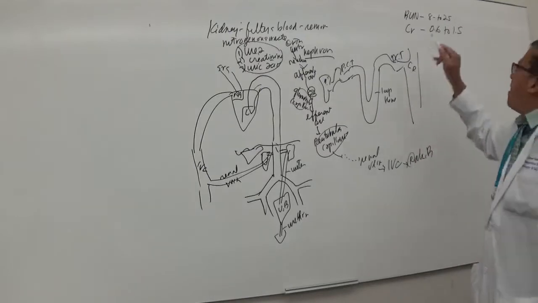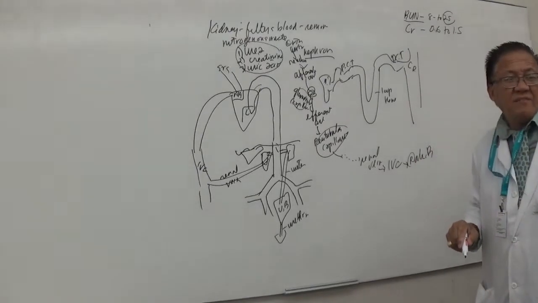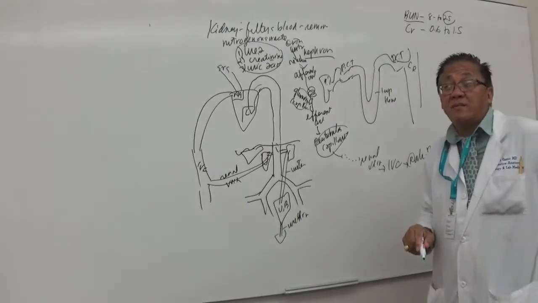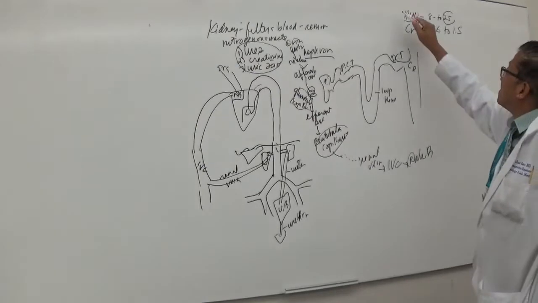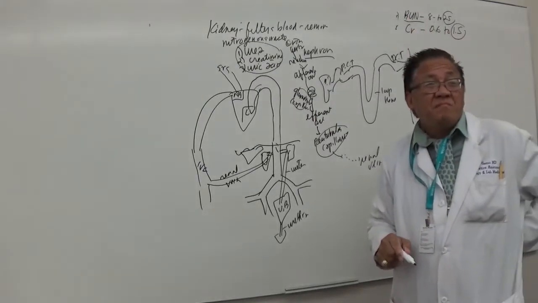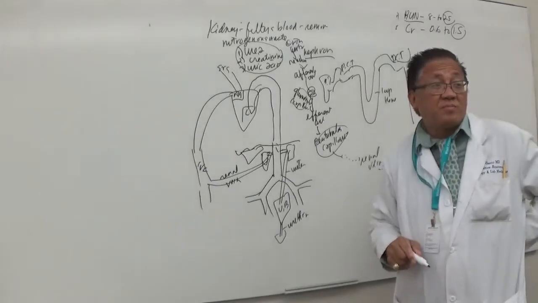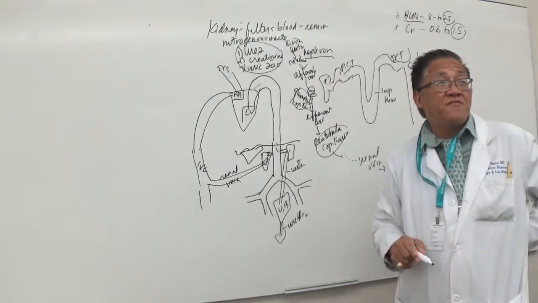1.5. Anything above 25 for BUN, it is elevated. There's something wrong with your kidney. These are part of what they call kidney function test. Anything above 1.5 for creatinine means there is something wrong with the kidney too. If it's elevated, then you'll be having what we call renal failure. Okay?